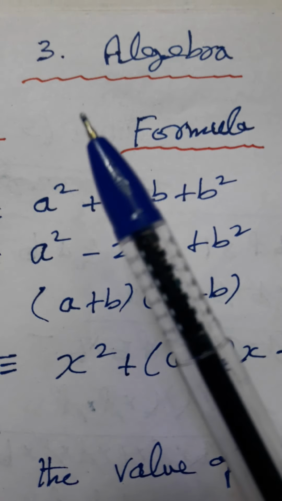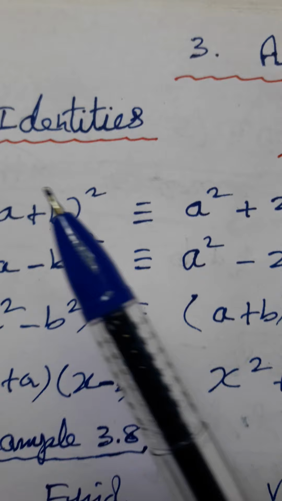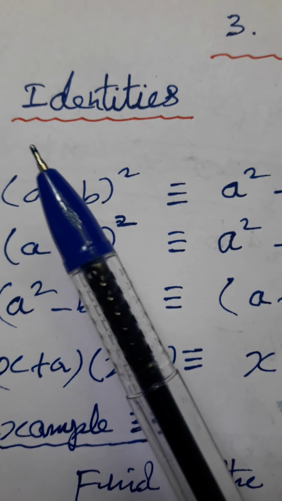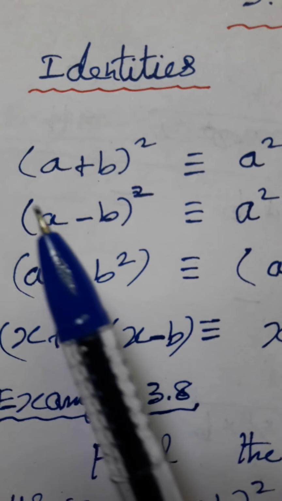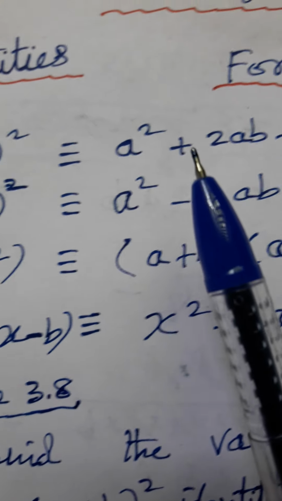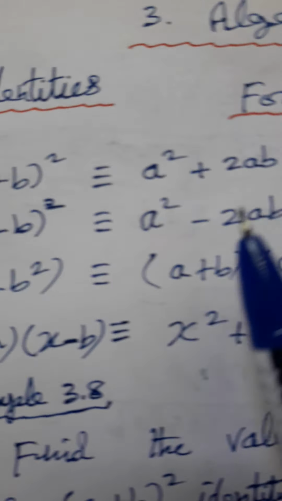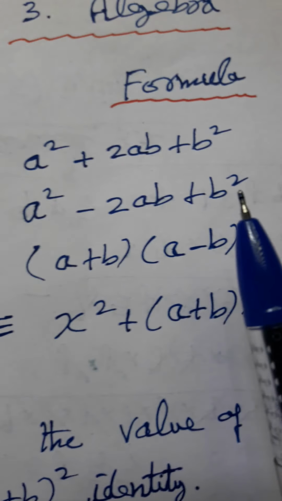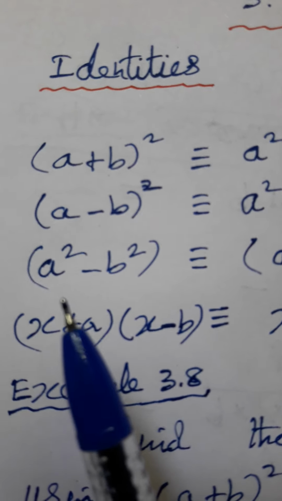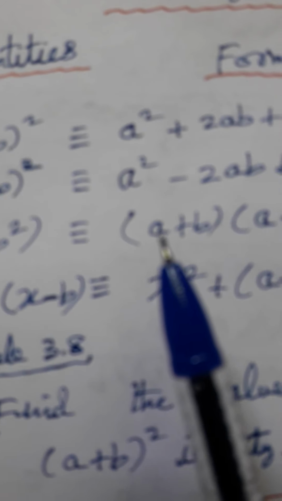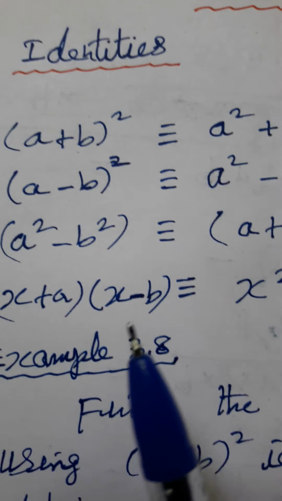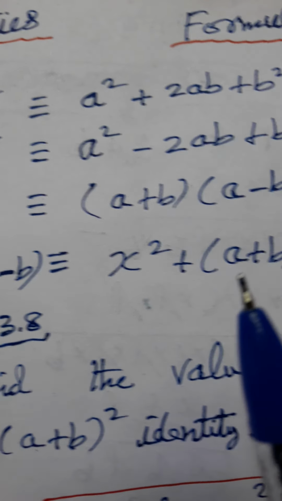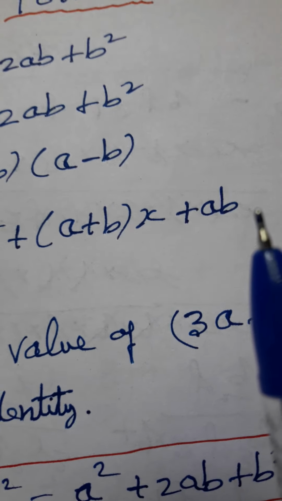Today we see chapter 3 algebra on the topic of identities. First we see the formula. (a + b)² = a² + 2ab + b². (a − b)² = a² − 2ab + b². a² − b² = (a + b)(a − b). (x + a)(x + b) = x² + (a + b)x + ab.